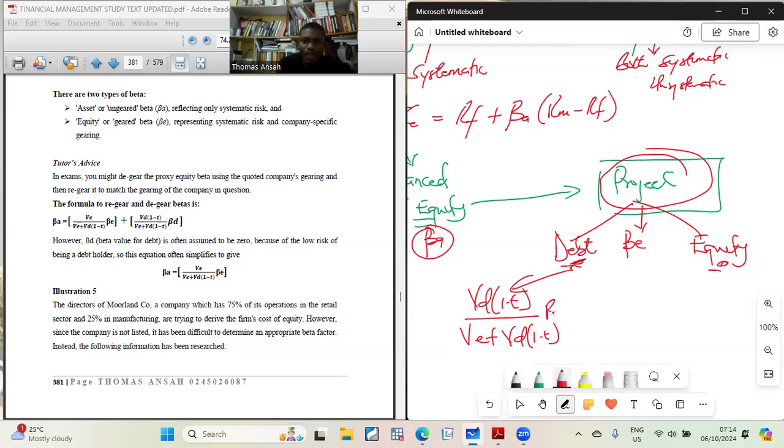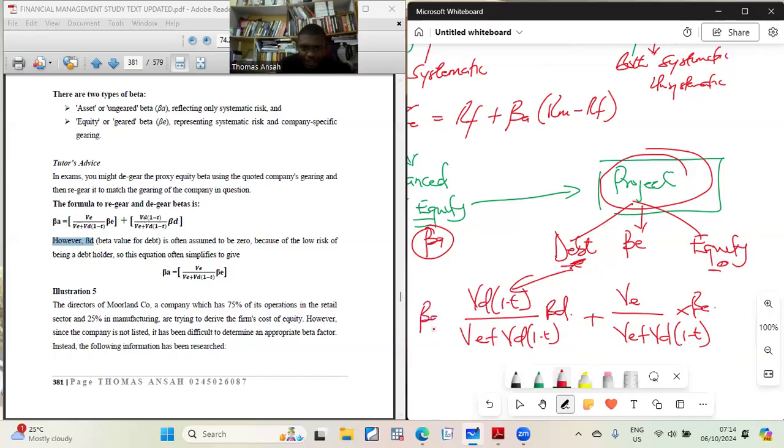So you multiply, this is coming from debt, all right? So that is the beta value for debt, that is BD. All plus, the equity side will be VE divided by VE plus VD, the same thing, 1 minus T, all right? Then multiply by BE.